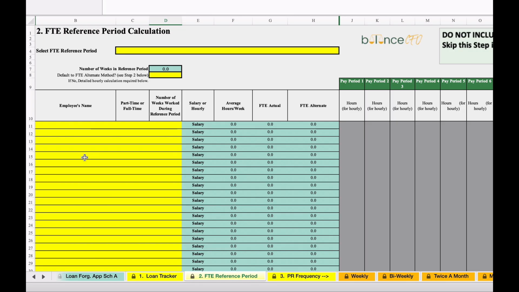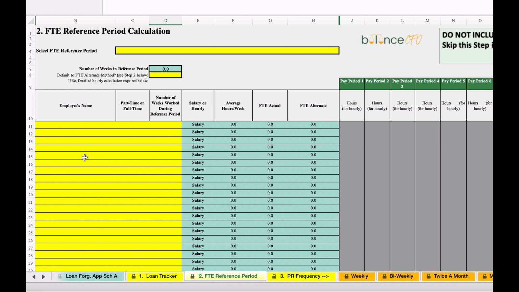Okay, so now it's time to fill out the rest of the tracker. We are going to go to tab 2 first, and we are going to fill out the FTE reference period. So what is the FTE reference period? One of the rules, if you do not meet Safe Harbor, is that you will have to compare your full-time equivalent employees from one period of time to another. One period being a pre-COVID period, one being a post-COVID period. Basically, the second period is going to be your covered period, the period of your PPP money.